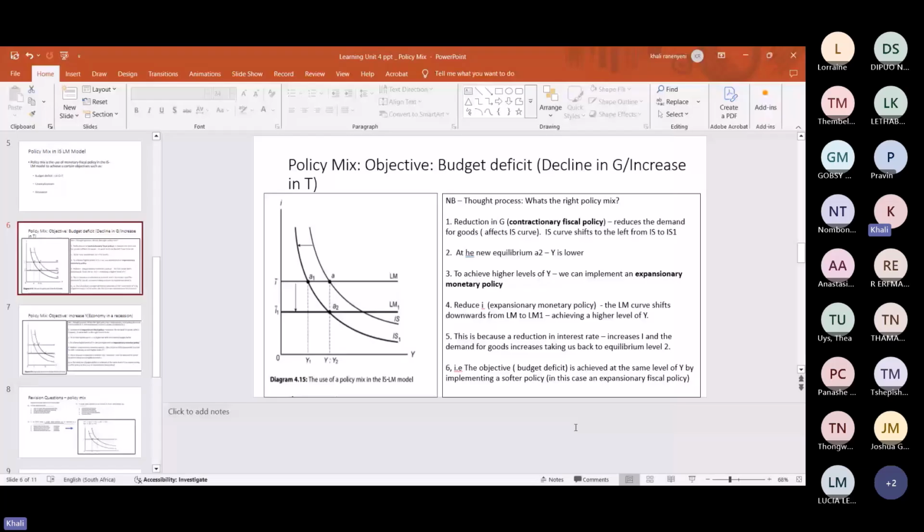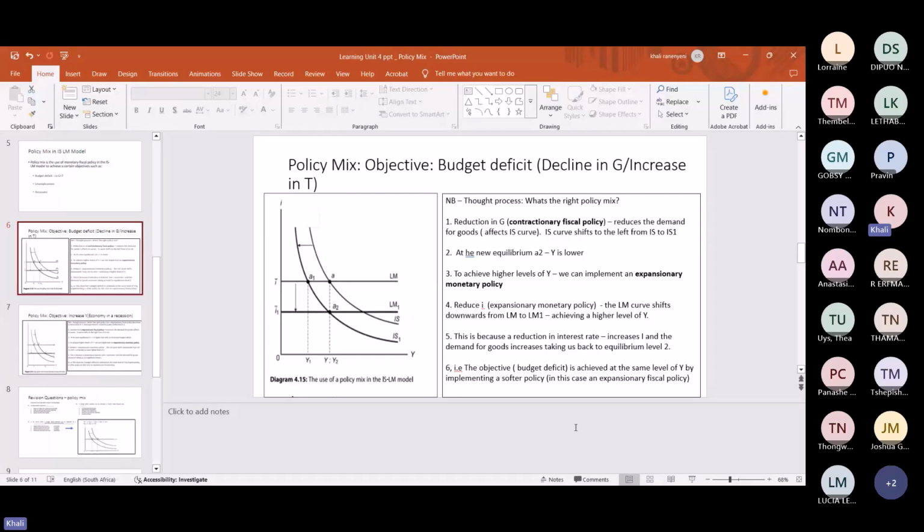So if we employ an expansionary monetary policy, what will this do? Which curve is going to be affected? The LM curve. The LM curve is going to be affected. Which direction will it go? Up or down? Down. It will go down. So you then have LM1.